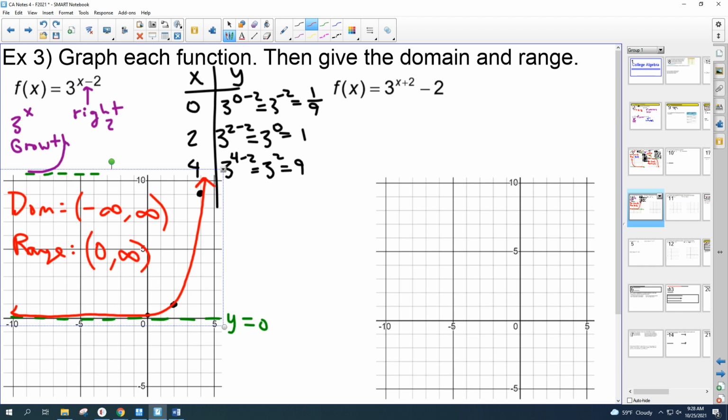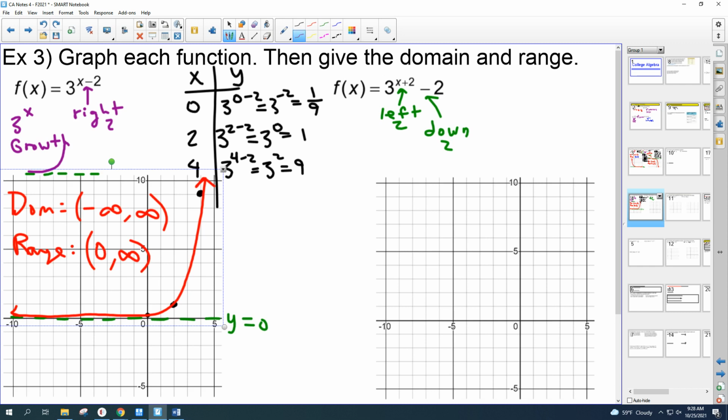Next one. Last graph. Graphing's not my favorite, but anyway, here we go. Last one of the graphs. You should see that this transformation says we're going to go left 2, but this transformation says we're going to go down 2. We've done transformations before.